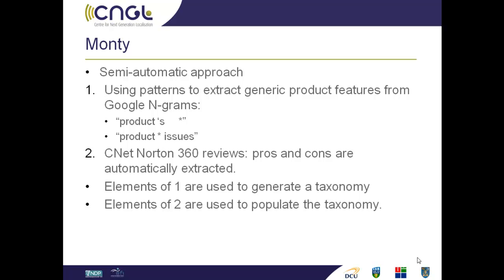And in the second part of the process, we collected CNET reviews about Norton 360, and we automatically extracted the pros and cons, and we extracted features from the pros and cons. So basically the elements of the first are used to generate the taxonomy, and the elements of the second step are used to populate the taxonomy. And this process is made manually, by a human, who is classifying all the terms that were extracted from the pros and cons in the taxonomy.